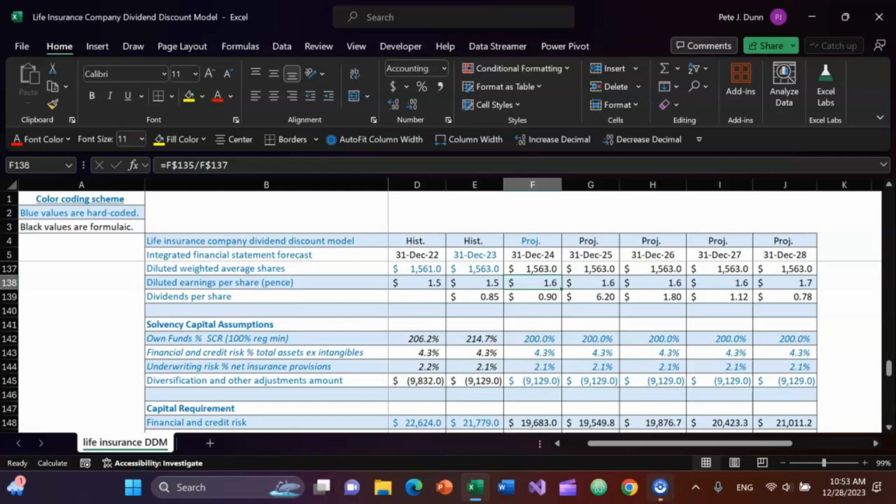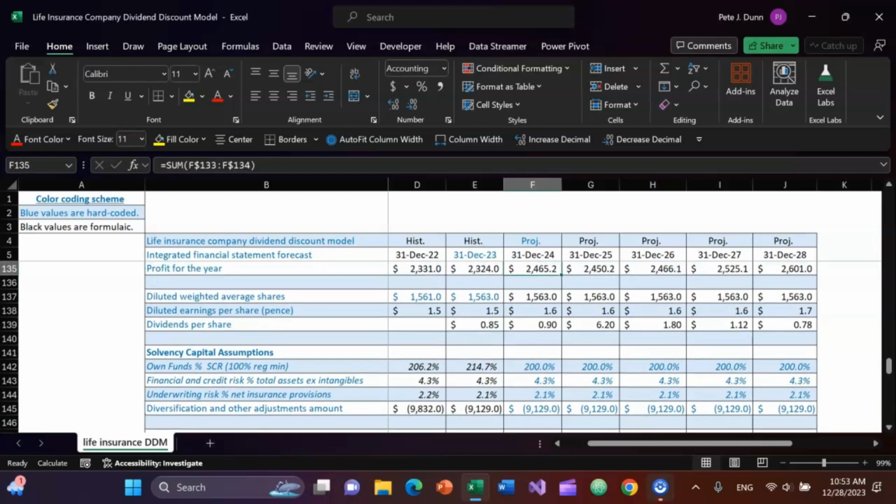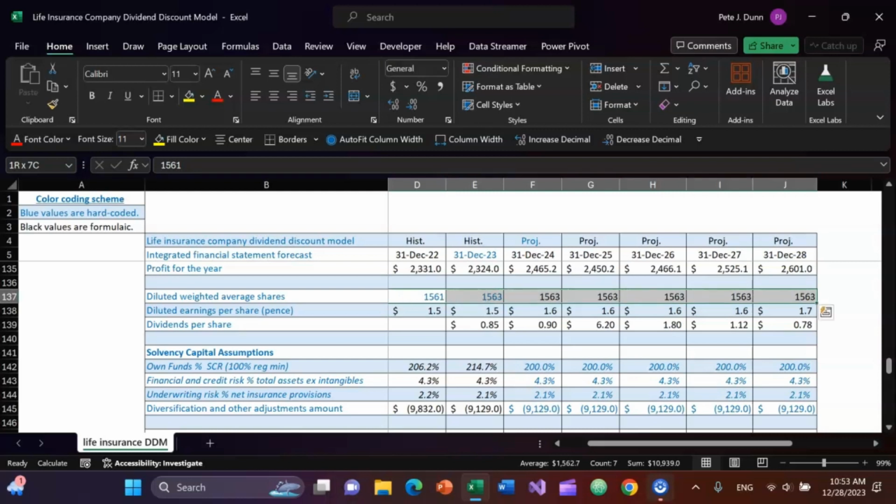The diluted earnings per share is simply 135 divided by 137. So it's the profit per year divided by the weighted average number of shares. And I will change this so that it's just general, since this is a share amount.